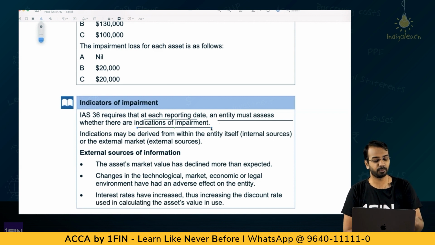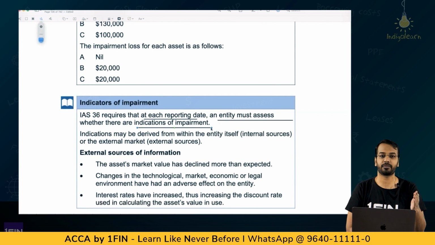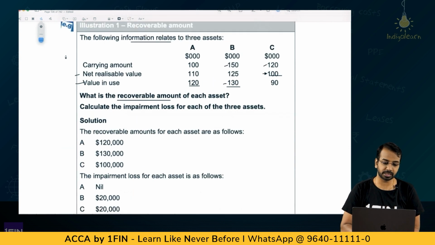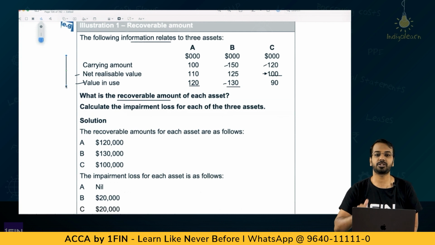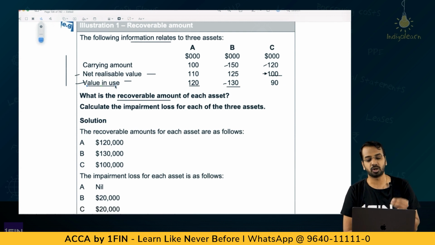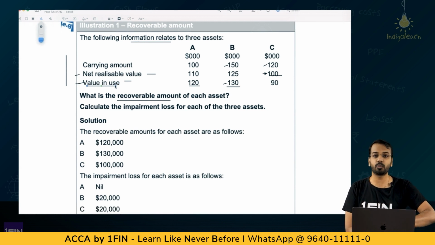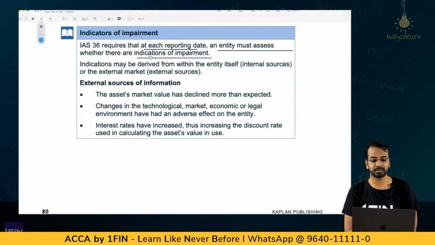let's say you are reporting financial statements as on 31st of December of a particular year, on that date you have to check whether there are indicators of impairment. Before you go into this calculation, first you have to check whether there are indicators of impairment. If there are, then you will determine the value in use and net realizable value, because value in use is a very complex exercise. If I have to calculate the cash flow for a group of assets, it needs a lot of time and effort. So, before you go into calculating impairment loss, you have to check whether there are indicators of impairment.